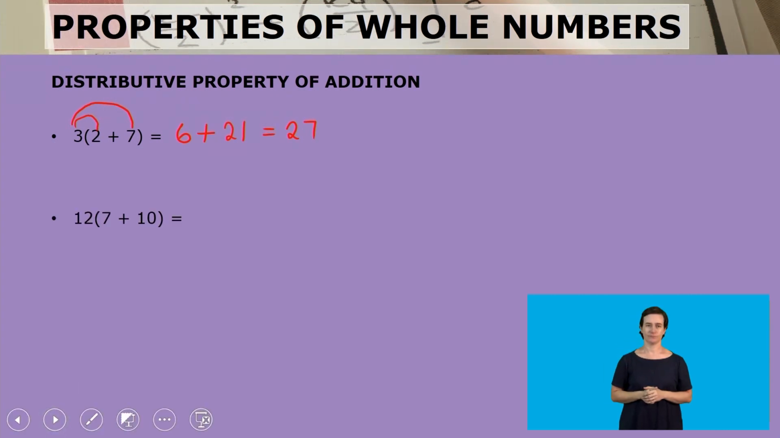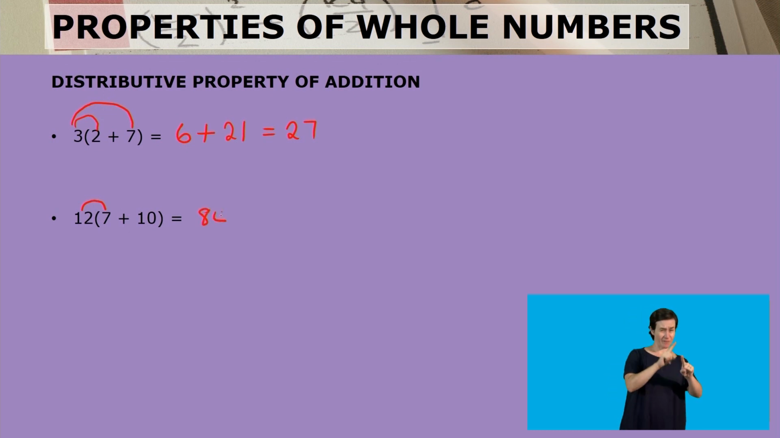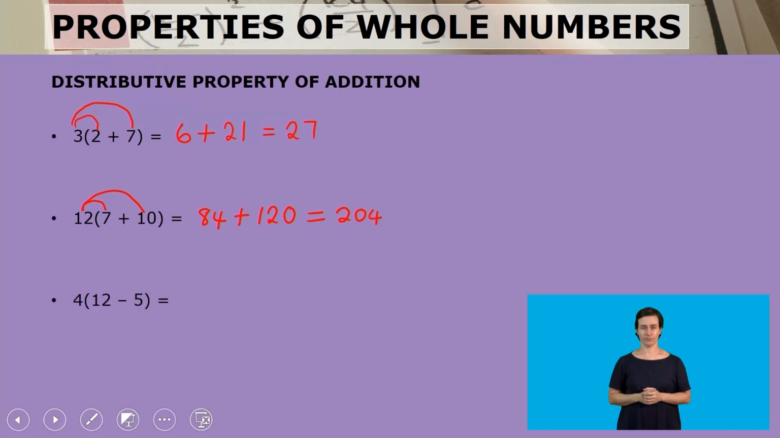The next one there, we have 12, and in our brackets we have 7 plus 10. So we can distribute those. 12 multiplied by 7 is 84. And we are going to add that with 12 multiplied by 10, and that is 120. If I add 84 with 120, my answer is going to be 204.